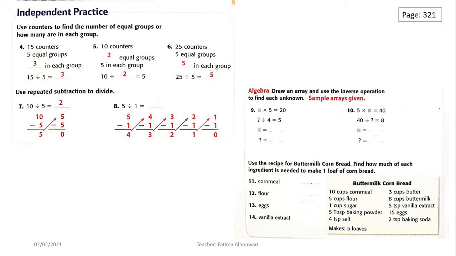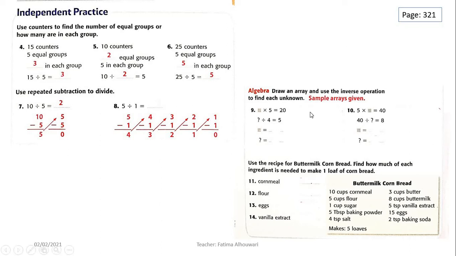Draw an array and use the inverse operation to find each unknown, just like the idea of example number 2. Question number 9. The unknown multiplied by 5 equals 20, and the unknown divided by 4 equals 5. These are two related facts. So think how this can help you to find these two unknowns, the first one and the second one. And to solve this problem, we can draw an array to easily find the answer.